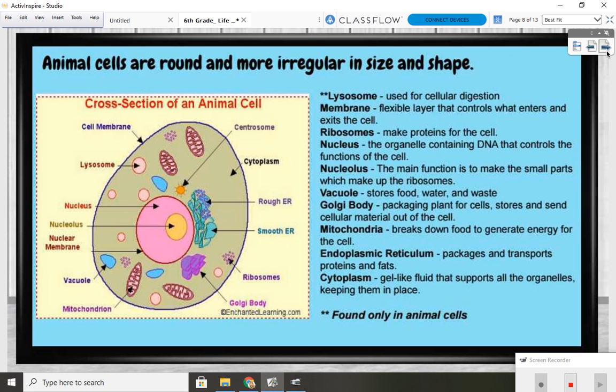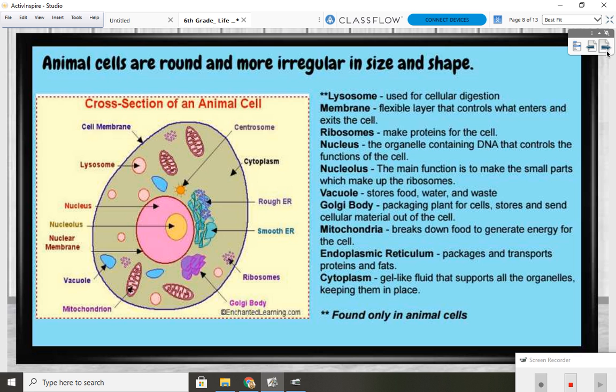The lysosomes, which is the first thing listed, has the stars by it. It's only found in an animal cell, and they're used for cellular digestion. Animal cells also have a membrane, just like the plant cell, a flexible layer that controls what enters and exits the cell, ribosomes, which make proteins for the cell, and the nucleus, which is the organelle containing the DNA that controls the functions of the cell. The nucleus would be equivalent to our human brain.